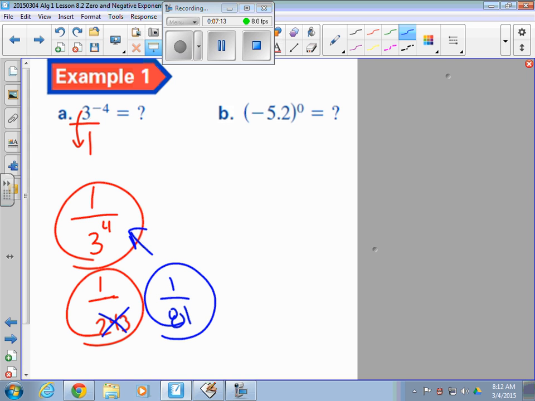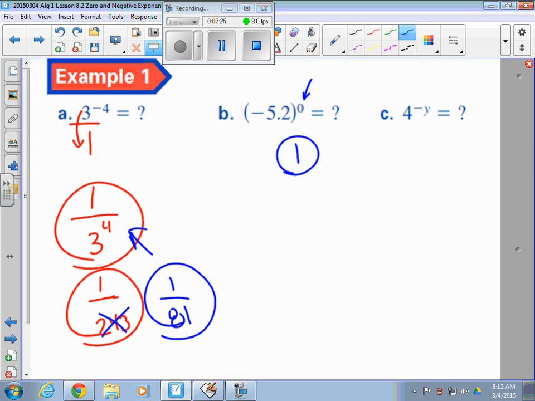We can do B right now, -5.2 to the 0 power. Anything to the 0 power is what? 1. That's what you got to know, everybody. You got to know that. Anything to the 0 power is 1. Here we go, do this one.